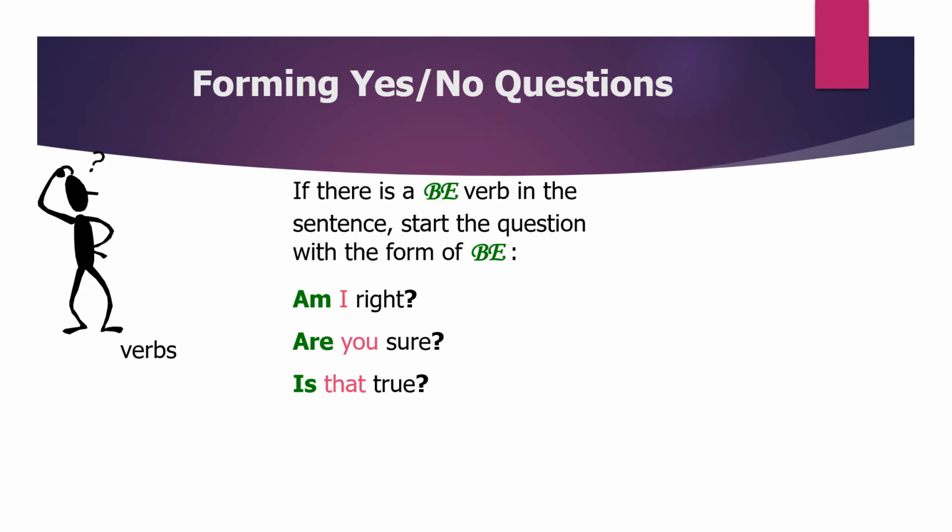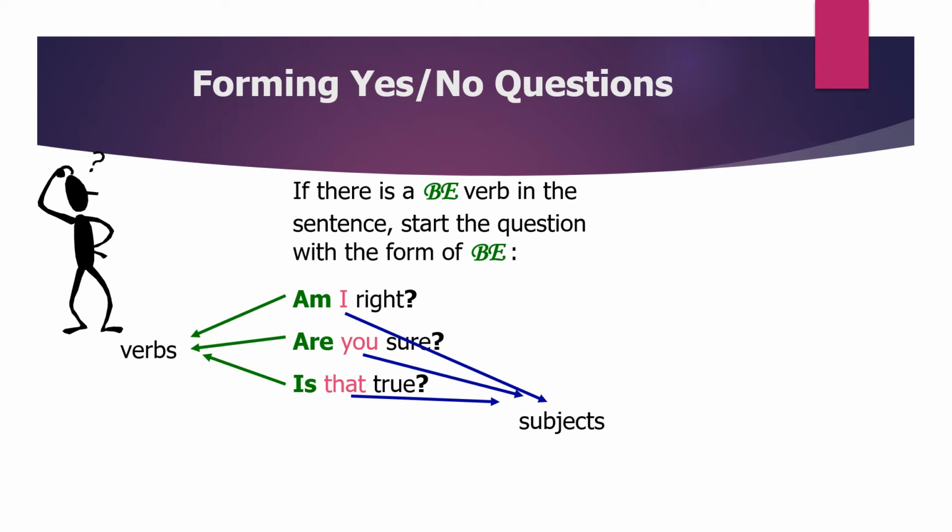We're going to start with yes or no questions. Now, if there is a verb be in your question, you have to start your question with that verb. As you can see here, we have am, are, is. Okay, that is our verb. And the next word for this question is the subject. In this case, we have the word I, you, and we also have the word that, in this case substituting a noun. Okay, and then the rest of the sentence, which is also called a complement. In this case, I only have one word, but it could be longer than that.